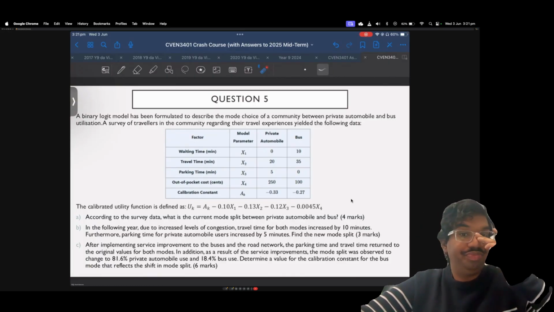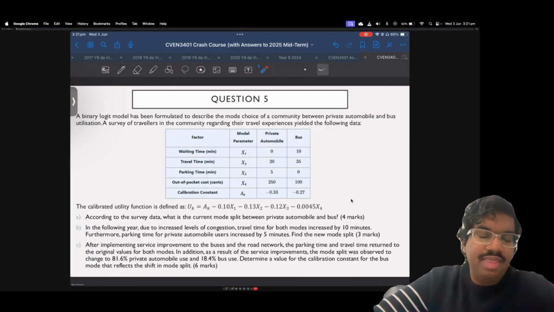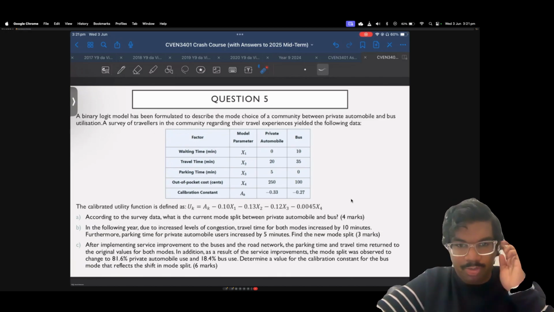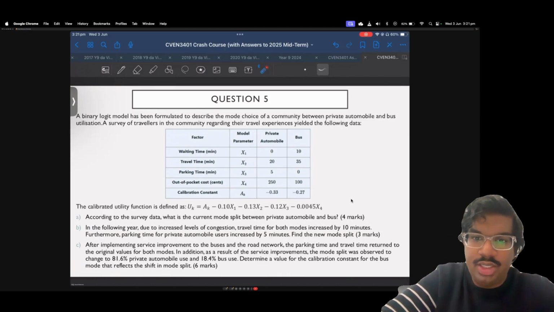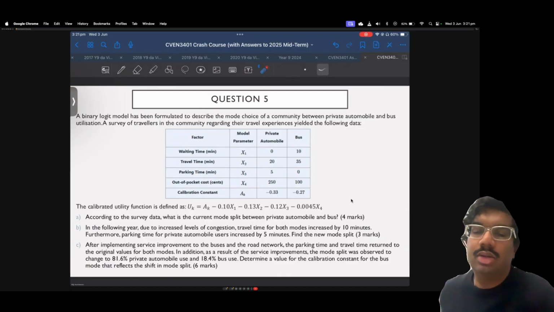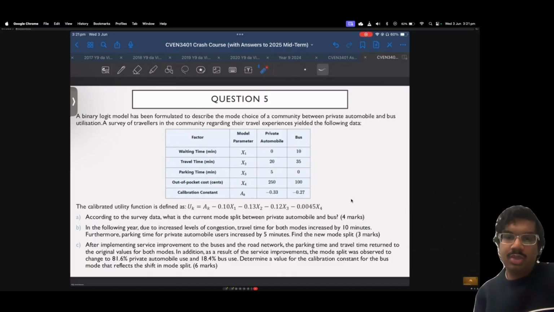The calibrated utility function is defined as UK equals AK minus 0.10x1 minus 0.13x2 minus 0.12x3 minus 0.0045x4. Part A is asking us what the mode split is between the car and the bus. What percentage of people are taking the car? What percentage of people are taking the bus?